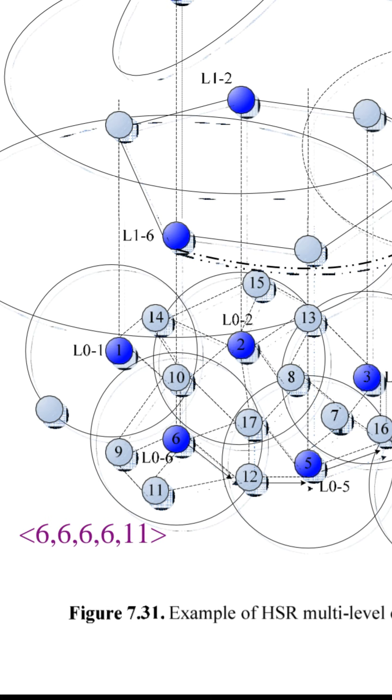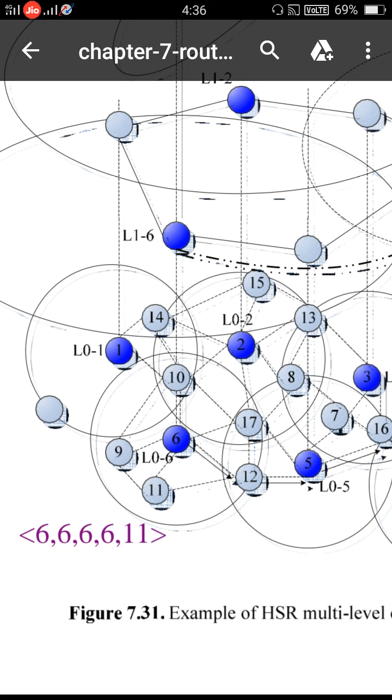Gateway nodes are the nodes which belong to two or more clusters. The function of a gateway node is to transfer the data from one cluster to another cluster head. In this example, the gateway nodes are 10, 17, and 12.